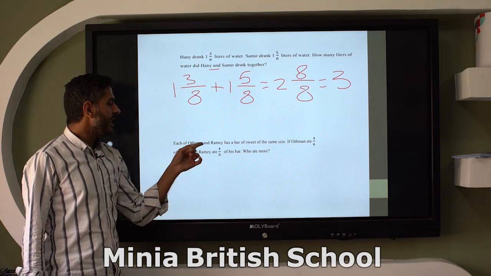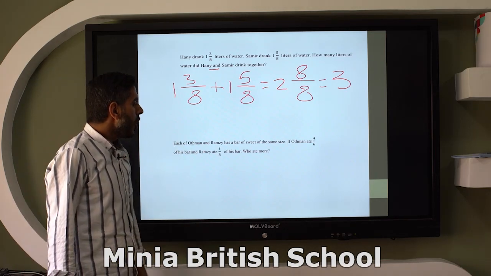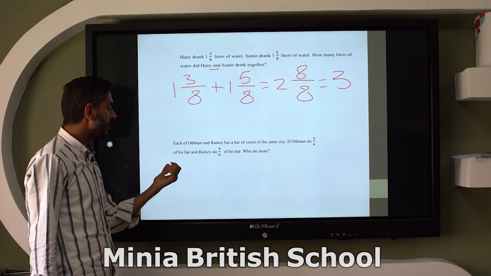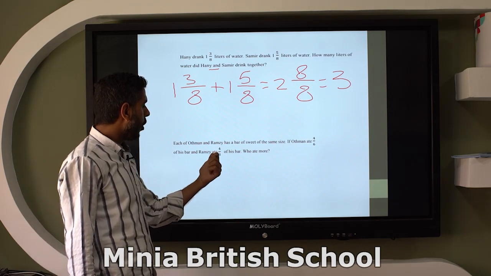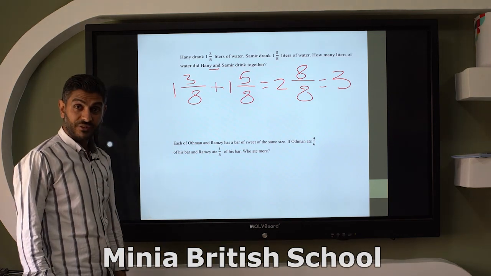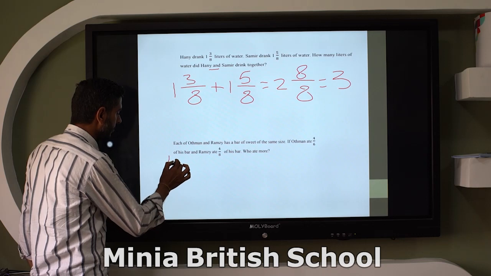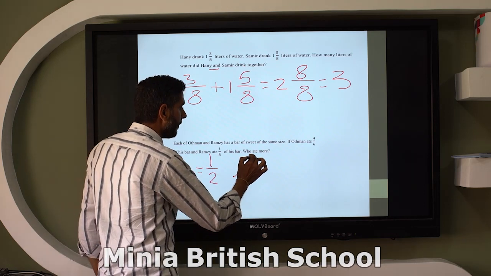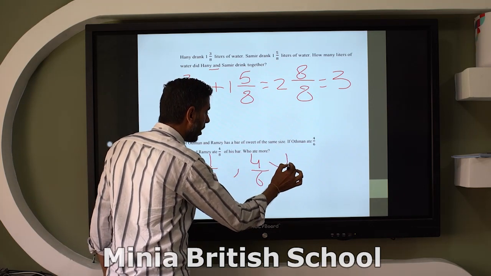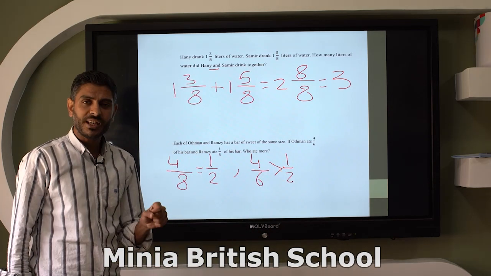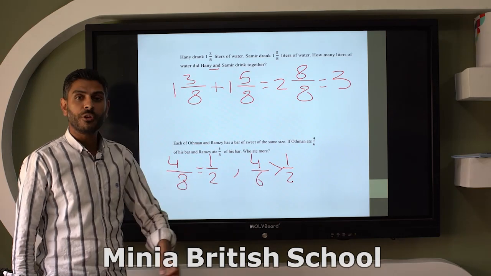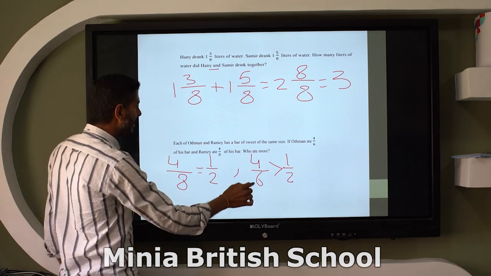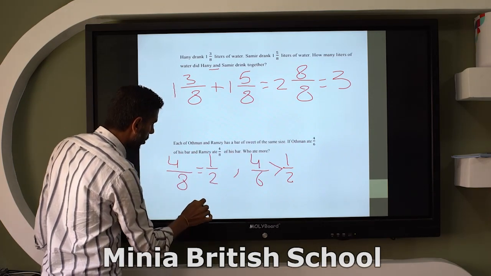Okay, each of Osman and Ramzi has a bar of the same size. If Osman ate 4/6 of his bar and Ramzi ate 4/8 of his bar, who ate more? Attention please. 4 over 8 equals half. But 4 over 6 is more than half. Why? Because 3 over 6 equals half. So 4 over 6 is more than half. So which is greater now? 4 over 6. It's Osman.